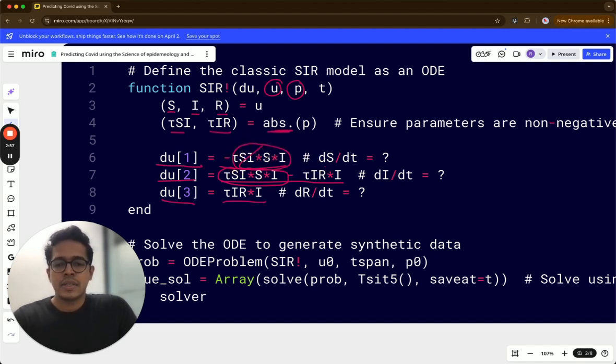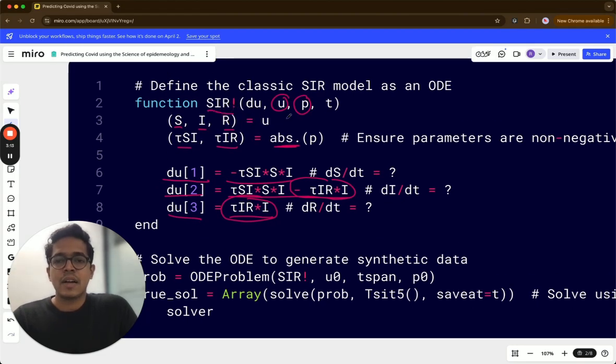So this is the rate at which people are going from susceptible to infected. And this is the rate at which people are recovering, which is why it has a negative sign. And all these recovered people are directly going into the recovered category. So that is the function called the SIR function.